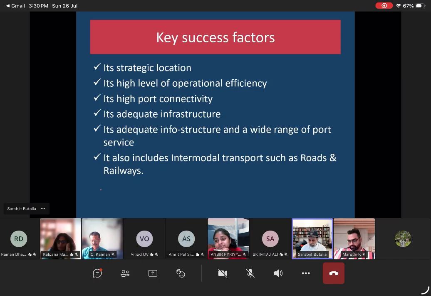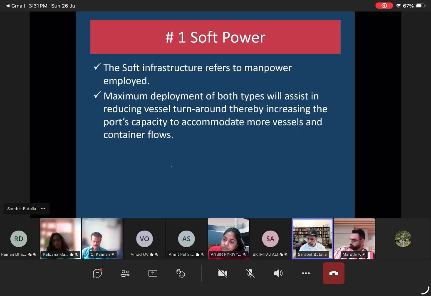If you go to a place called Boat Quay in the evening for a drink or food, I think every nationality of the world you'll find. There will be an Irish pub to a Chinese restaurant, whatever you want to have. And so soft infrastructure and manpower deployment, which I mentioned to you, both will assist in reducing turnaround time.